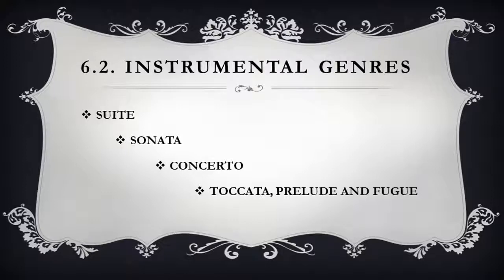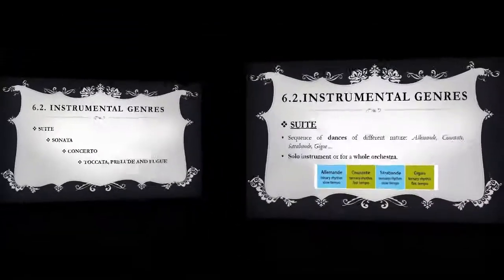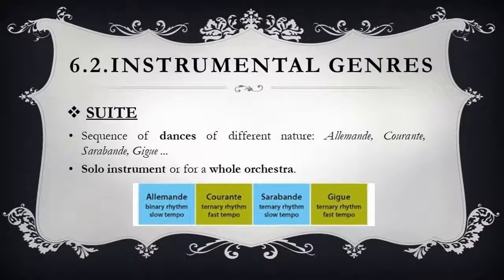6.2. Instrumental genres. During the Baroque, the most important instrumental genres were suite, sonata, concerto, and toccata, prelude and fugue. Suite. It's a compound instrumental form made up of a sequence of dances of different nature. Although the number and disposition of the dances can vary, the most common structure of the Baroque suite is formed by allemande, courante, sarabande, gigue.